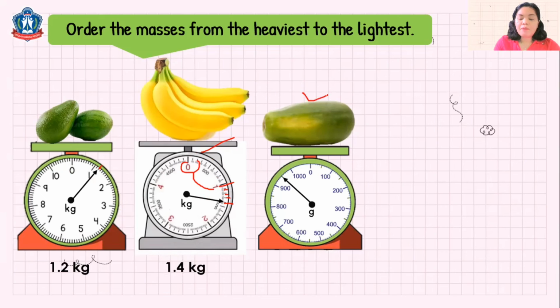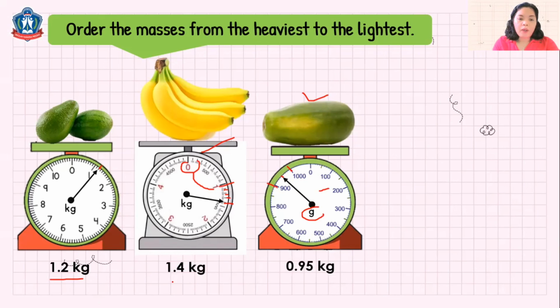Next, the papaya. This scale is in grams. So this is 900 grams. This is 1,000 grams, or 1 kilogram. The hand is between 900 and 1,000. So this is 950 grams, or if we use kilograms, that is 0.95 kilogram.